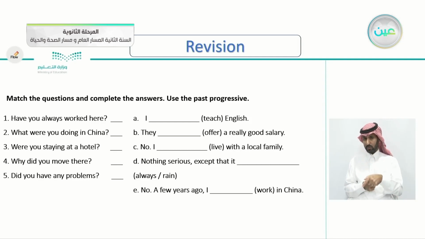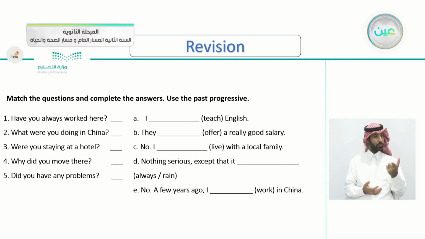So before we change the form of the verb, let's check which answer here might fit the first question. Is it A, I teach English? B, they offer a really good salary? C, no, I live with a local family? D, nothing serious except that it is always raining? E, no, a few years ago I work in China. So, have you always worked here?